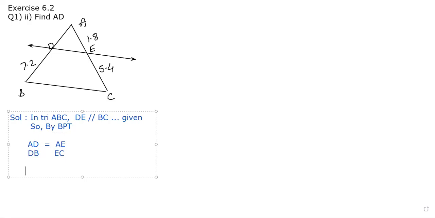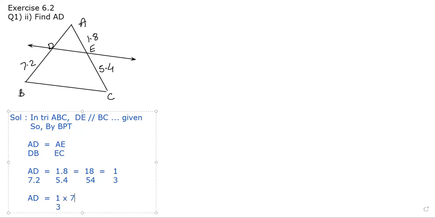Put the values, get the answers. AD upon 7.2 is equal to 1.8 upon 5.4. With a single decimal, you can just multiply by 10. 18 upon 54. Can you make this as 18 upon 54? Do you know the table? 18 ones are 18, threes are... Yes or no? So it becomes 1 upon 3.